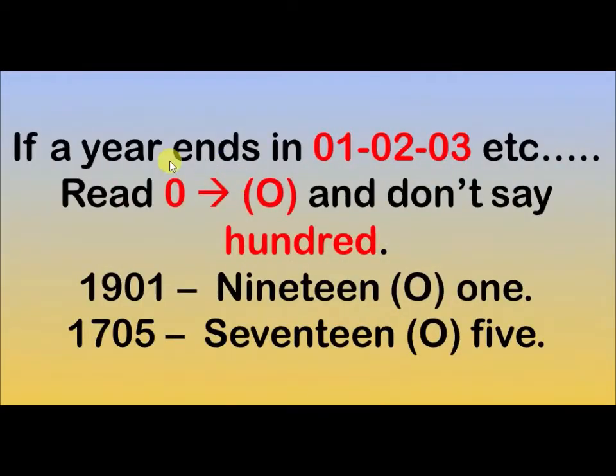Second case, if a year ends in 01, 02, 03, etc., read the 0 like the letter O and don't say hundred. So for example, here I'm not going to say nineteen hundred one, and instead I'm going to say nineteen oh one. And here I'm going to say seventeen oh five.